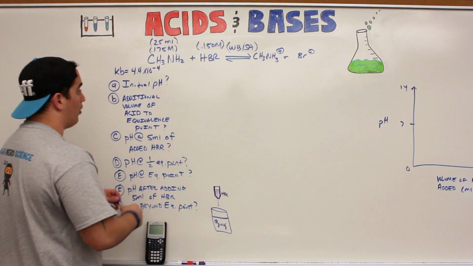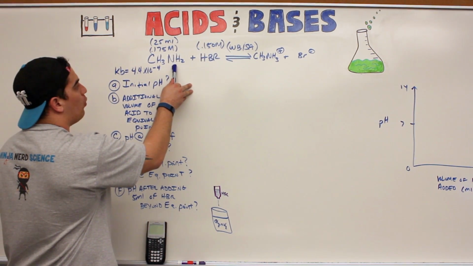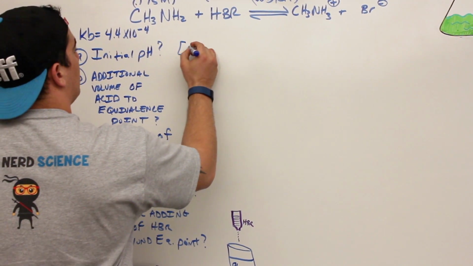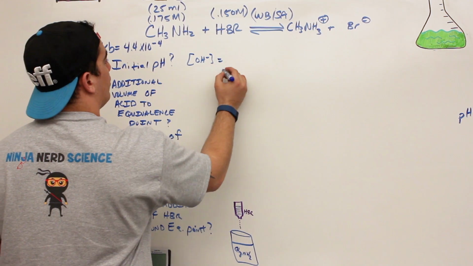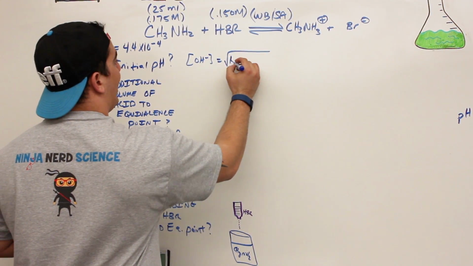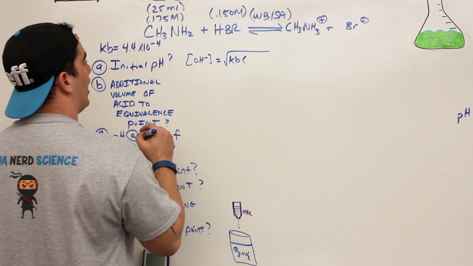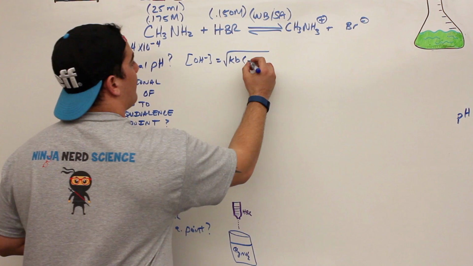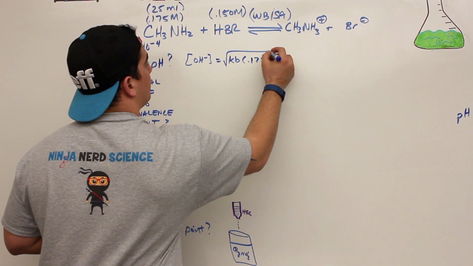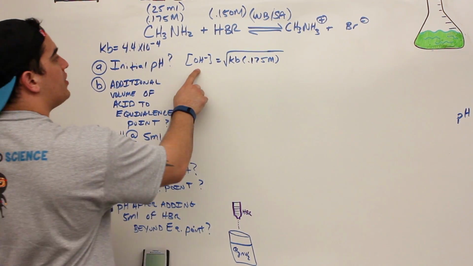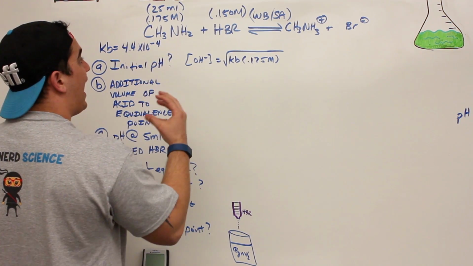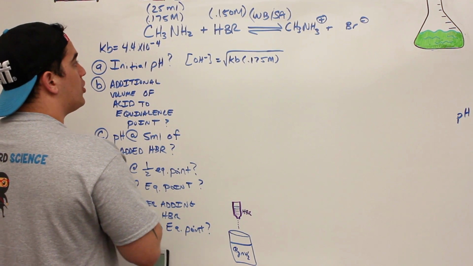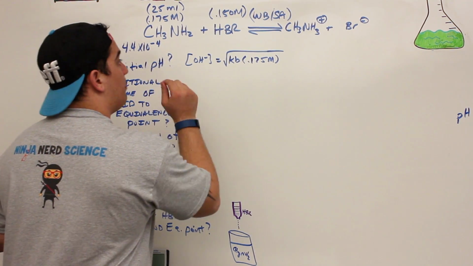So what does that mean? Okay, well, what is this guy? He's our weak base. What's the weak base formula? Let's write that out. OH negative is equal to the square root of the Kb multiplied by the concentration of our weak base, which is 0.175 molarity. Okay, and why am I using this one? Because we're starting off with our weak base. That's what we have in the actual beaker right now, before we titrated any HBr. So right now I have weak base in my solution, so I have to do the weak base formula.